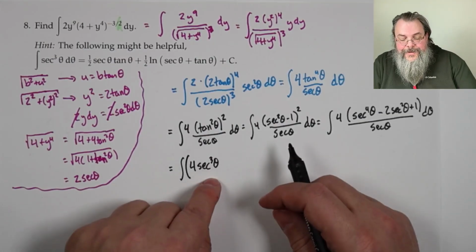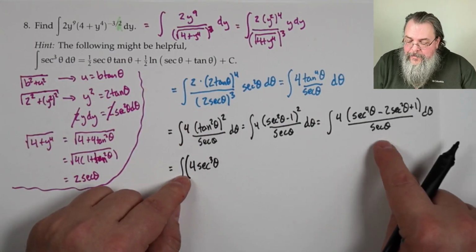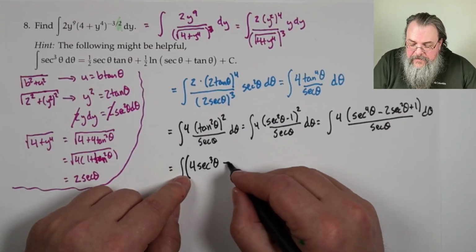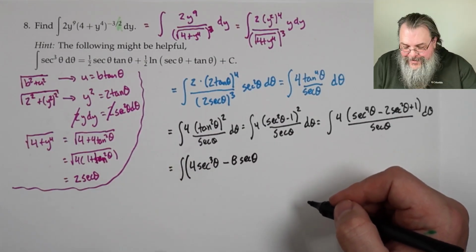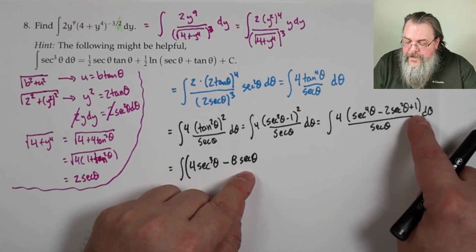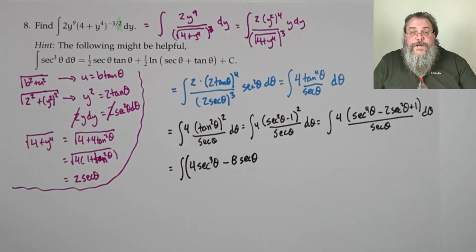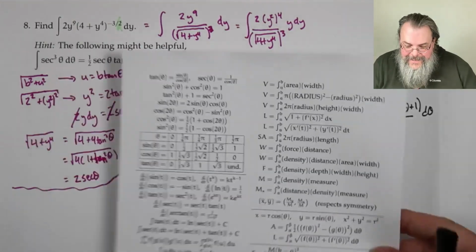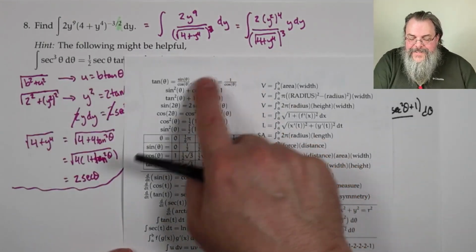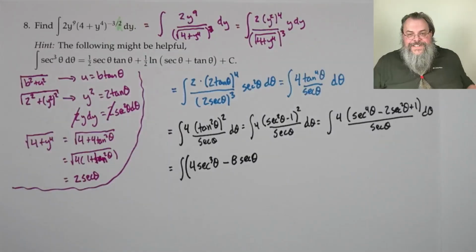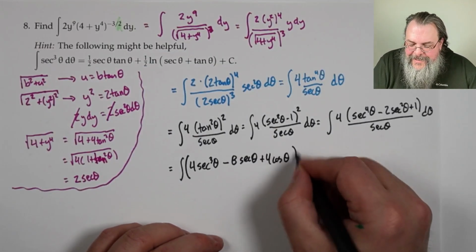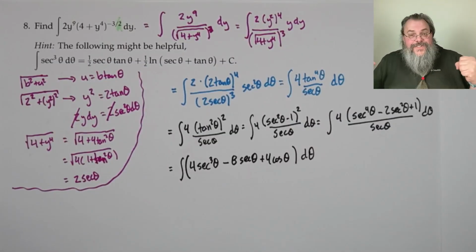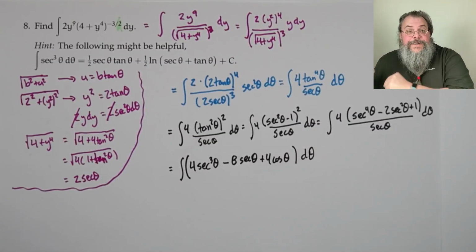Okay, good news. We know how to do that. How about secant squared divided by secant? Well, we're going to have 8 secant theta. Good news. We know how to do that. And then we have plus 4 over secant. Well, what do we know about 1 over secant? It's cosine. How do we know it? It's actually kind of built in right there. Secant is 1 over cosine, so cosine is 1 over secant. And so we get a plus 4 cosine theta. And now we're like, yes! Each thing we can integrate.